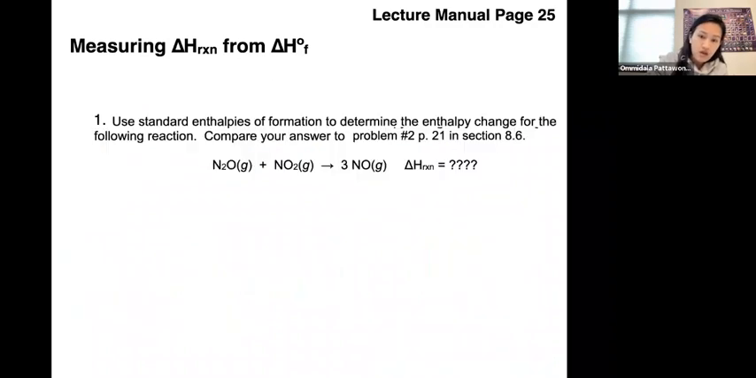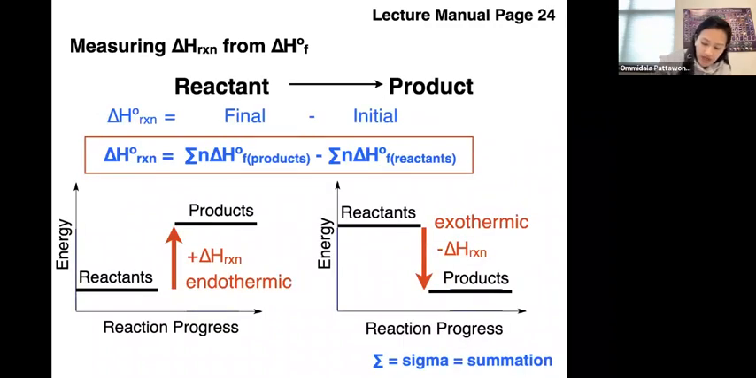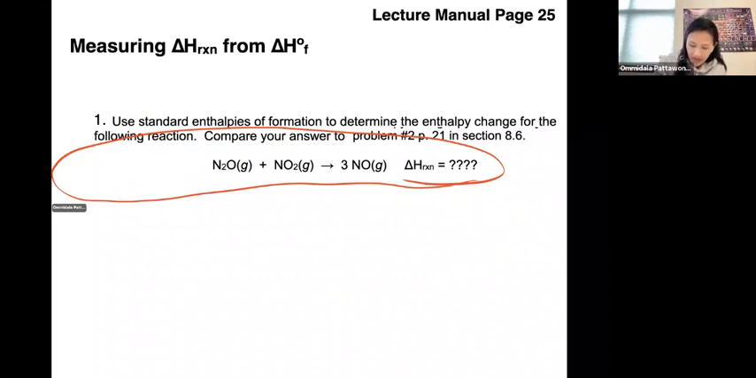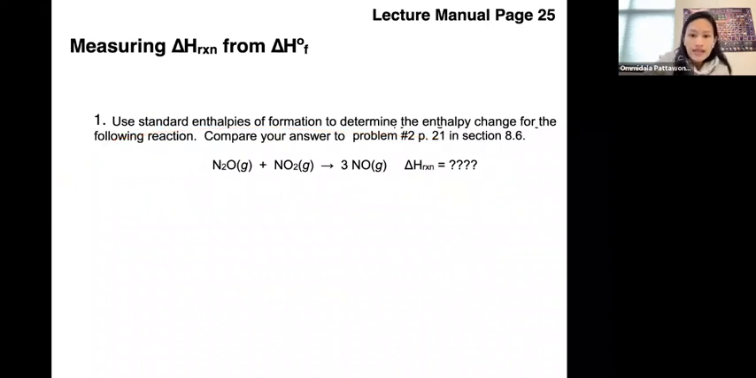Oh, by the way, this equation right here would be given on the exam. You just need to know how to use it. Okay, so now let's take a look at how to use it.